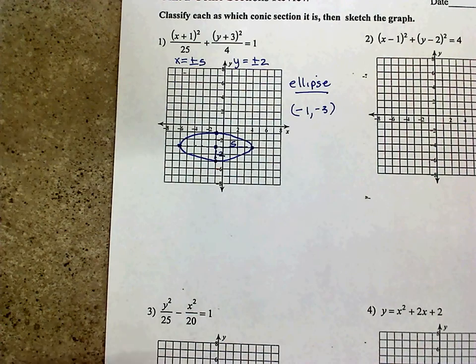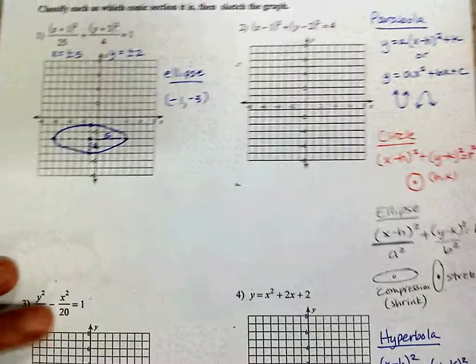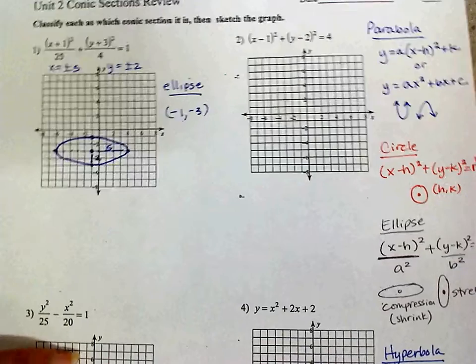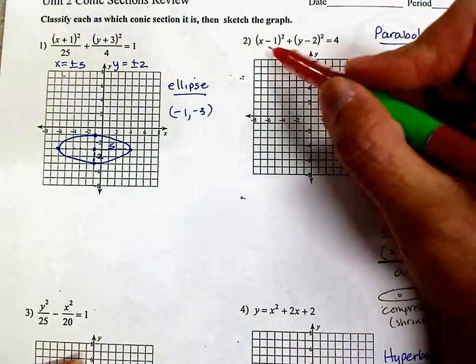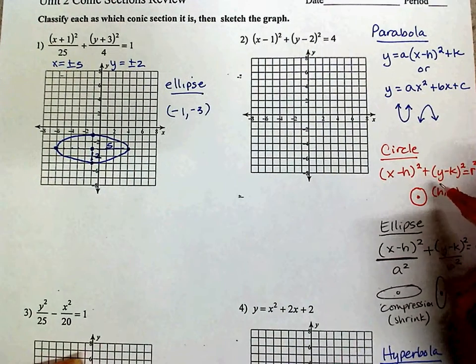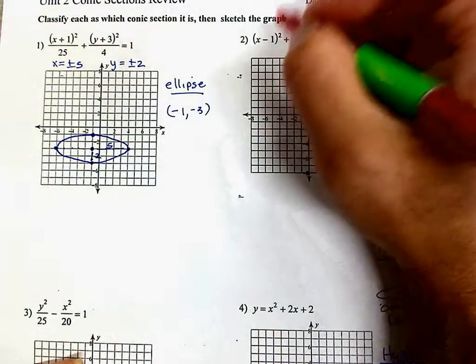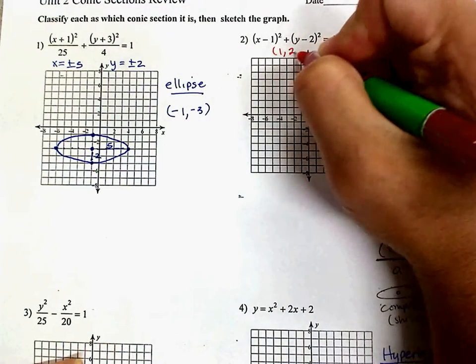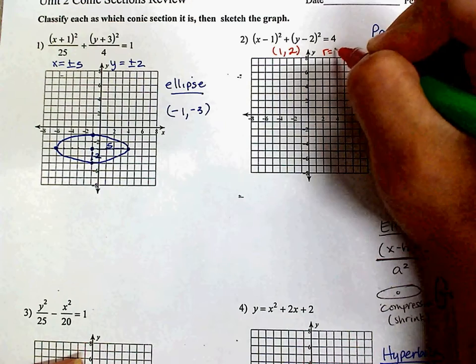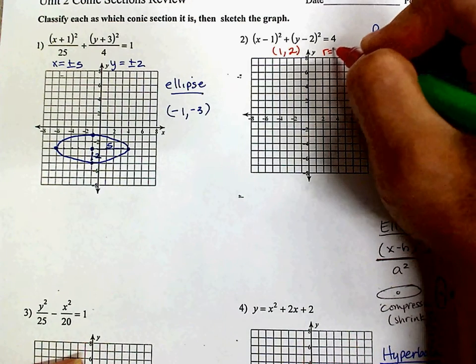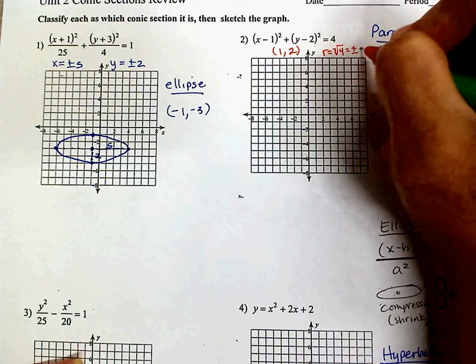All right, let's look at number 2. Here we go. On number 2, this is an equation that looks like a circle. Your center here is (1, 2), with a radius of square root of 4, which comes out to be plus or minus 2.